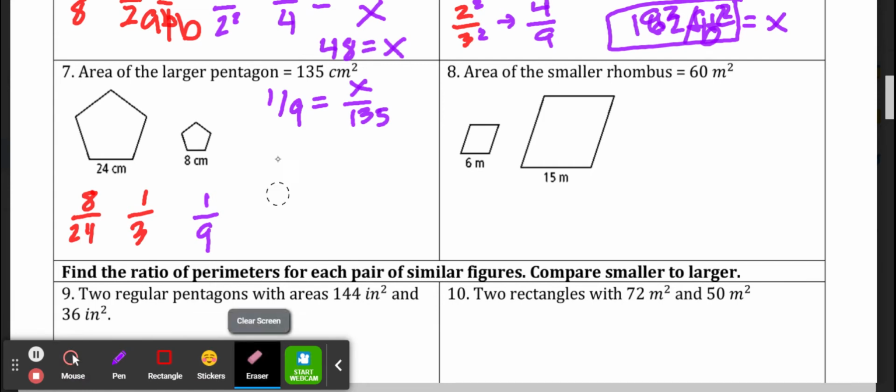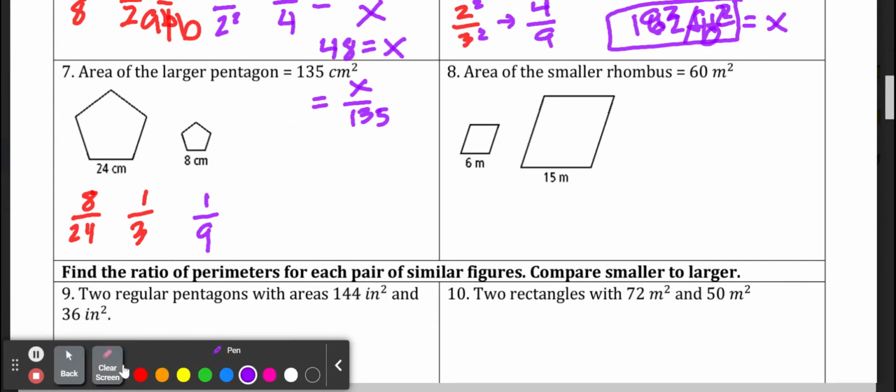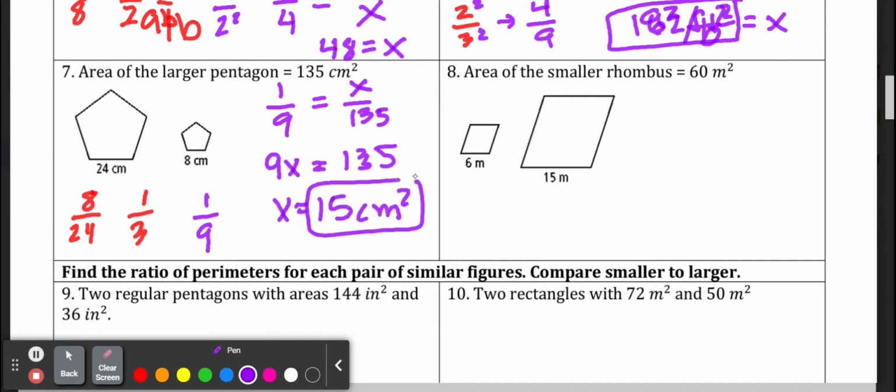I don't like how I wrote the 1 over 9. It should be 1 over 9. Cross multiply, we're going to get 9x equals 135. And basically 135 divided by 9 is going to give me 15 square centimeters.